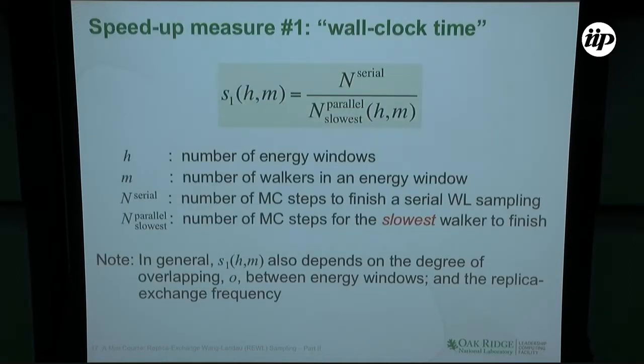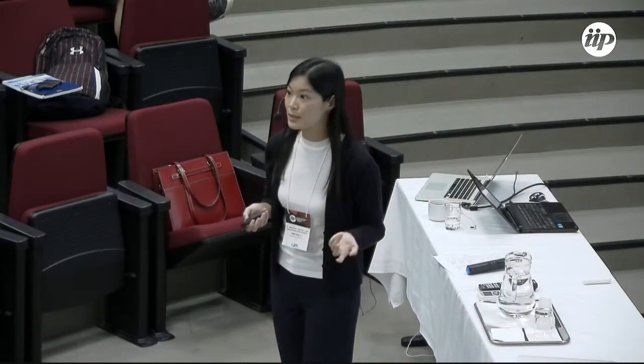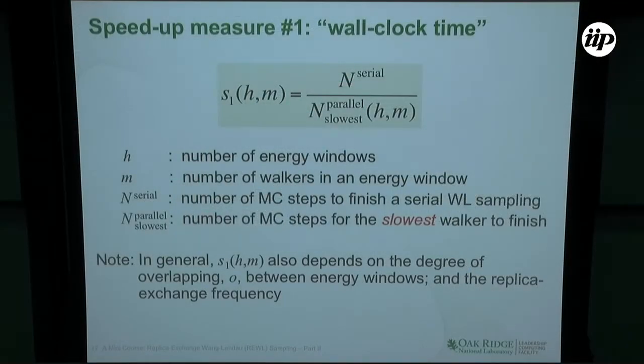Okay, so the next question we ask is, of course, how can we quantify all these speed ups? We thought about two ways to measure it very intuitively. The first measure we are thinking about is the wall clock time. For example, you sit down in front of a computer, wait for it to finish, and see how much time is gained. This is approximately proportional to this sum, where you count the number of Monte Carlo steps needed in the serial run. For your parallel run, of course, you have to wait for the slowest walker to finish. So you count how many Monte Carlo steps are needed by the slowest walker in your set of CPUs. So this is the first measure we looked at.